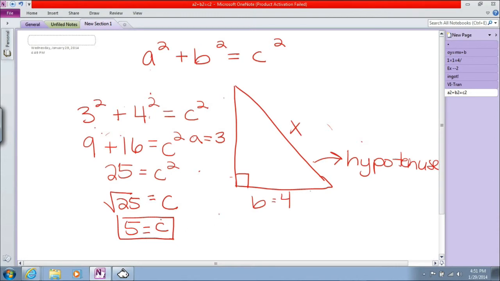And that's what the Pythagorean theorem does. It tells us, or helps us, find missing side lengths of right triangles only. It doesn't work for every type of triangle, just right triangles. So I hope that helped a little bit.